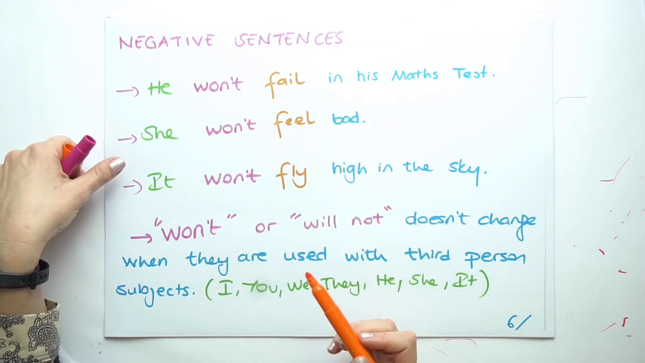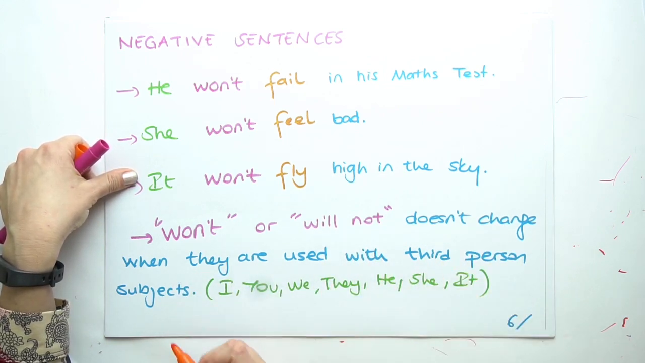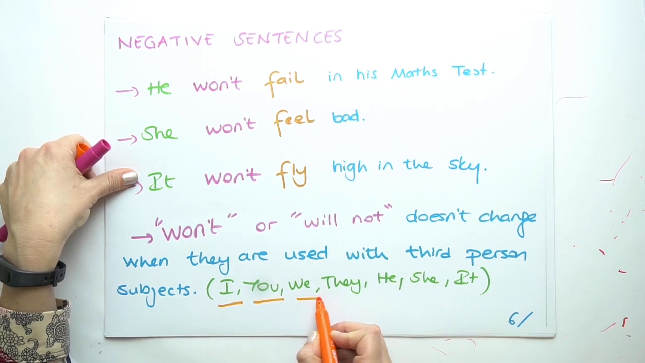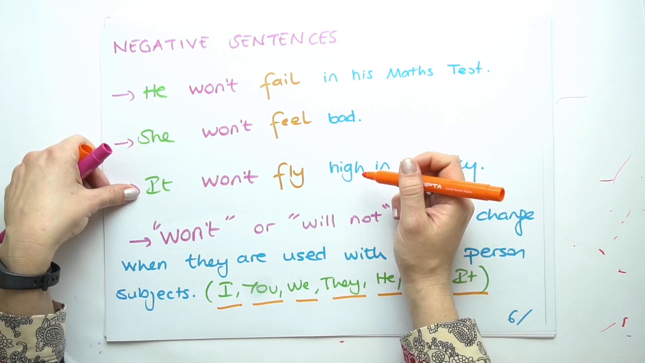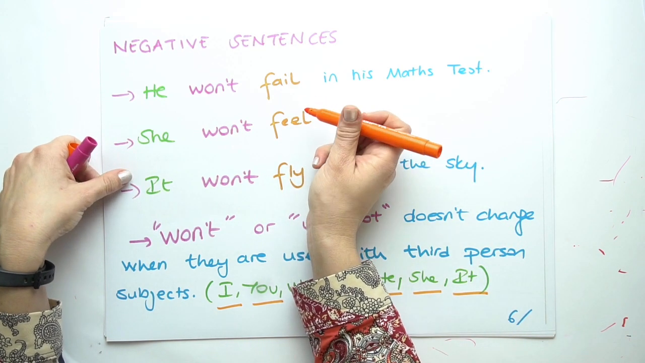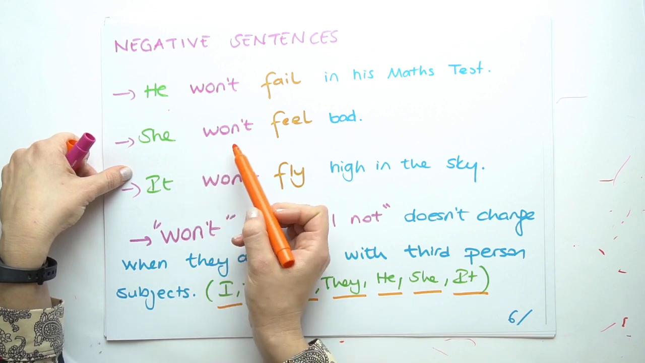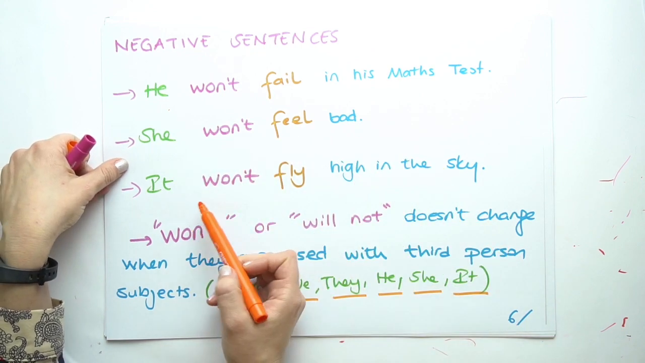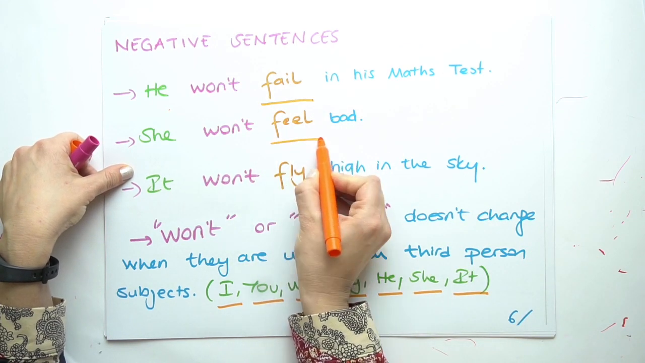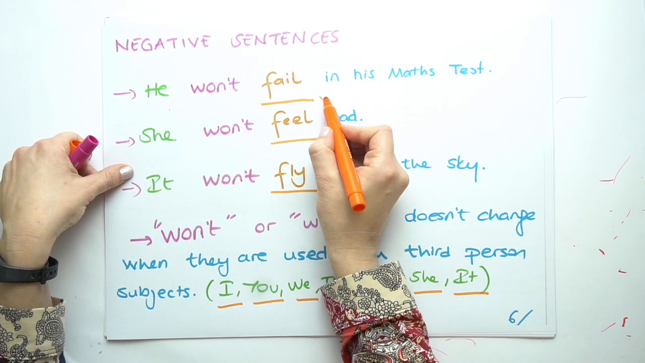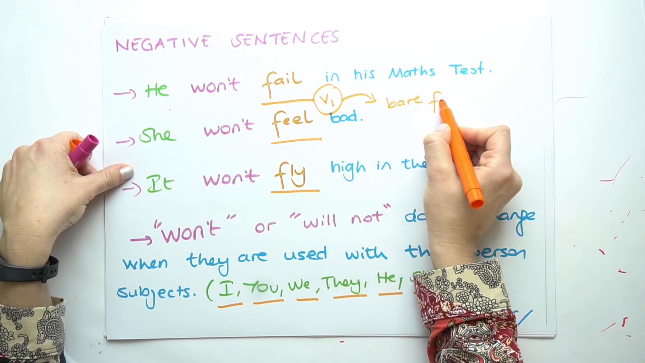Also, in negative sentences, won't or will not doesn't change when used with third person subjects. With I, you, we, they, and he, she, it subjects, the verb always stays the same, in its first form. He won't fail his math test, or she won't feel bad, or it won't fly high in the sky. As you can see, fail, feel, and fly are always in their first form, which is their bare form.